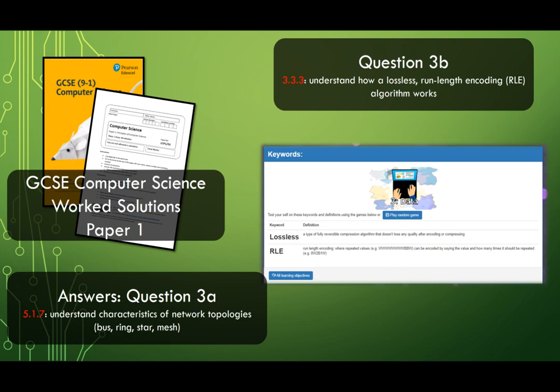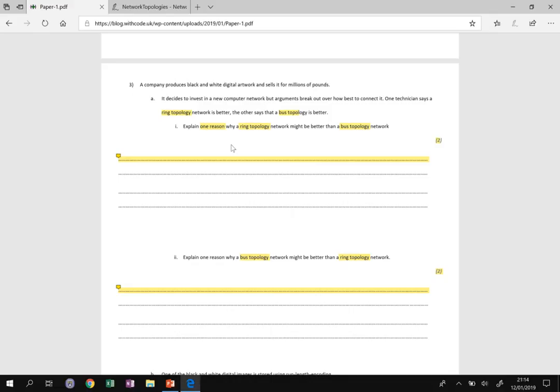So let's have a look again at question 3a and read through the question first of all. A company produces black and white digital artwork, and an argument breaks out between the technicians over what the best type of computer network is, the best way to connect them together. Some people are saying a ring topology is better, other people are saying a bus topology is better. Very geeky argument. There's no right or wrong answer.